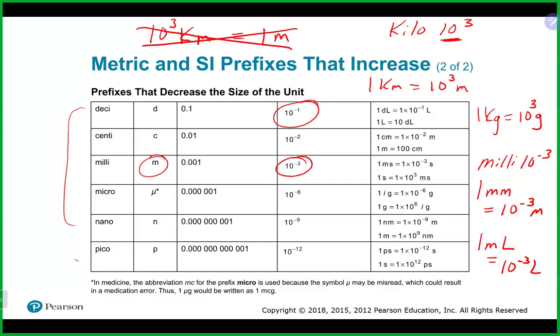So why don't you try one? Let's take a look here. Let's do nano. So let's say nano is 10 to the minus 9, and let's say you had 484 nanometers, and you want to know how many meters that would be. So why don't you figure out the conversion factors you could use? Set it up in dimensional analysis like we were just doing and see what you end up with there.